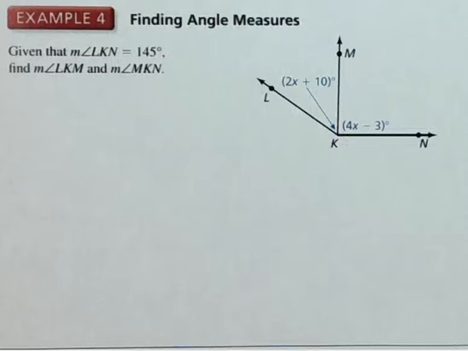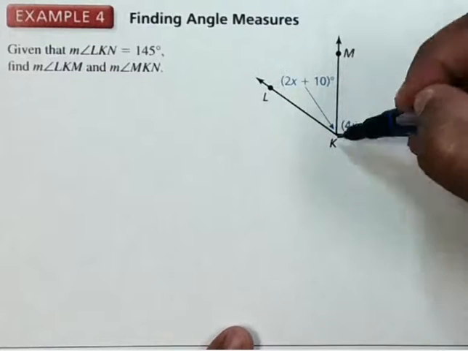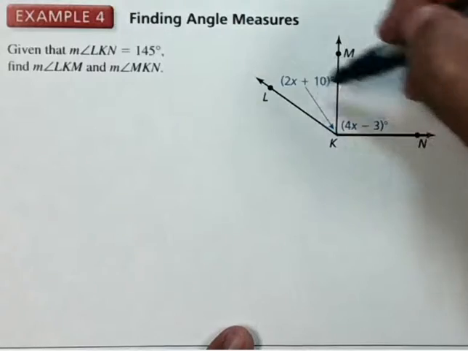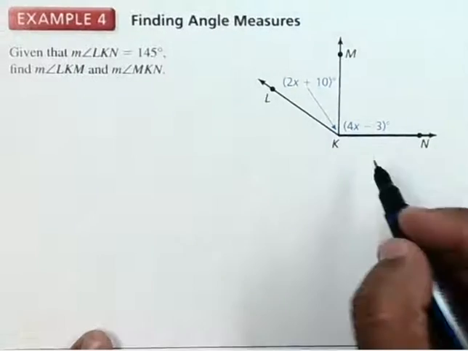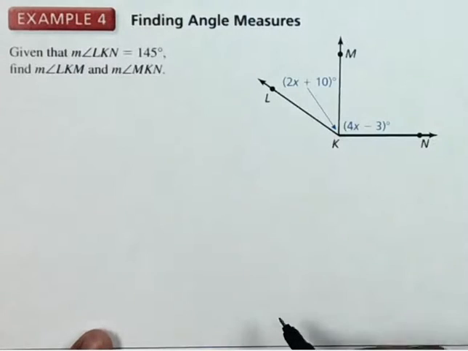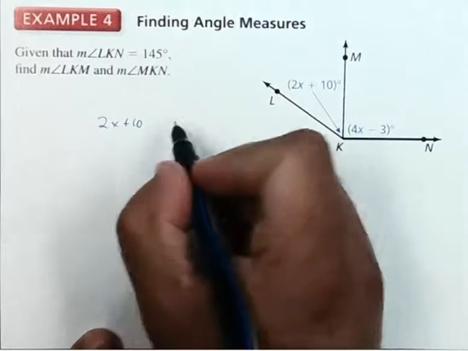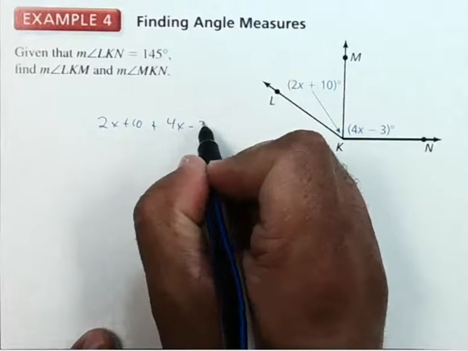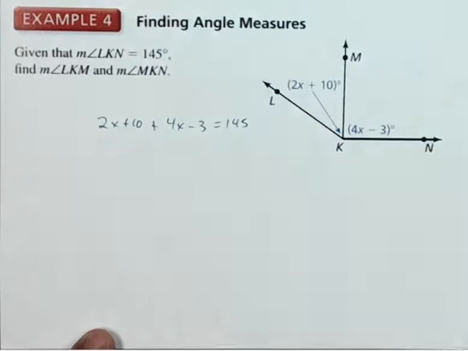All right, so let's look and see what this angle addition postulate means. Now, I have this angle LKN, and notice this ray right here, KM, divides that angle up into two smaller pieces. So I can take this given information. I know that the outside angle LKN is equal to 145 degrees. That means I can take my 2x plus 10, add that to my 4x minus 3. Those two have to add up to be 145 degrees.